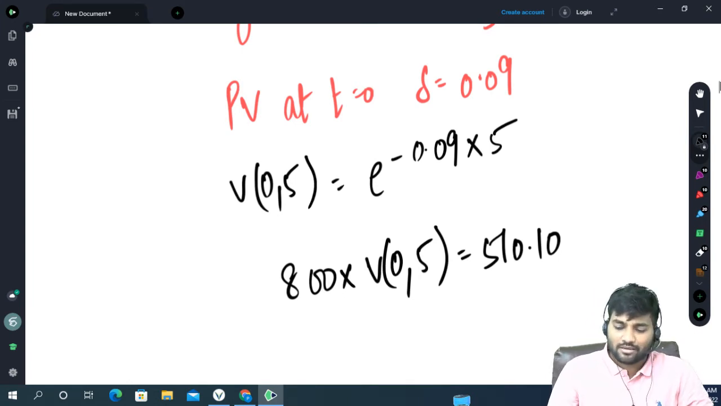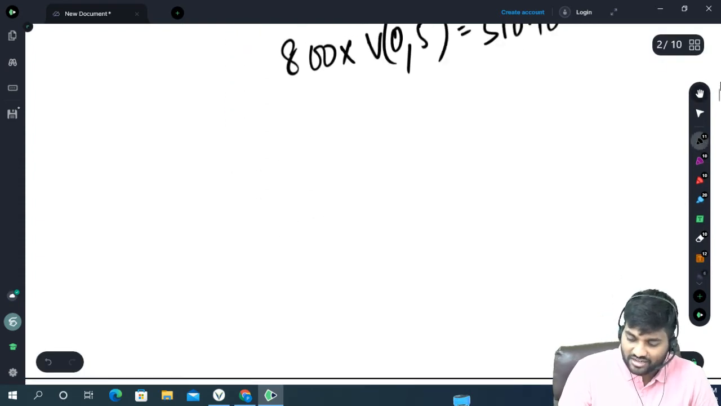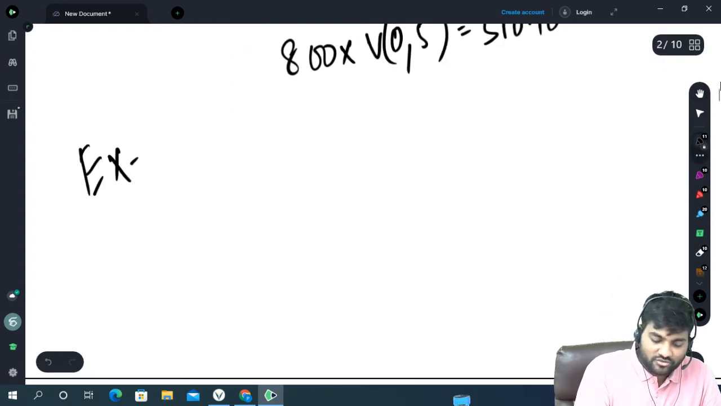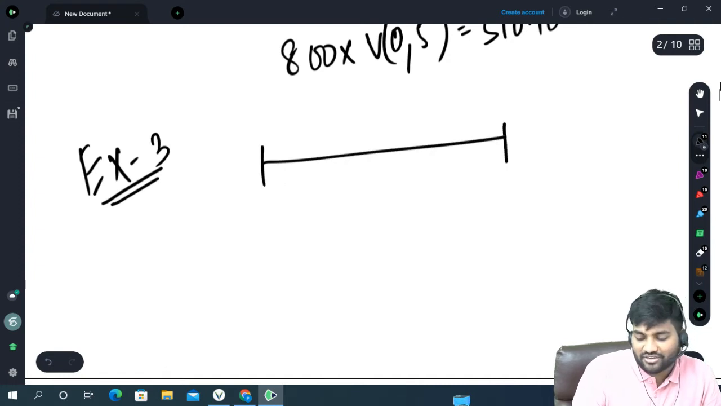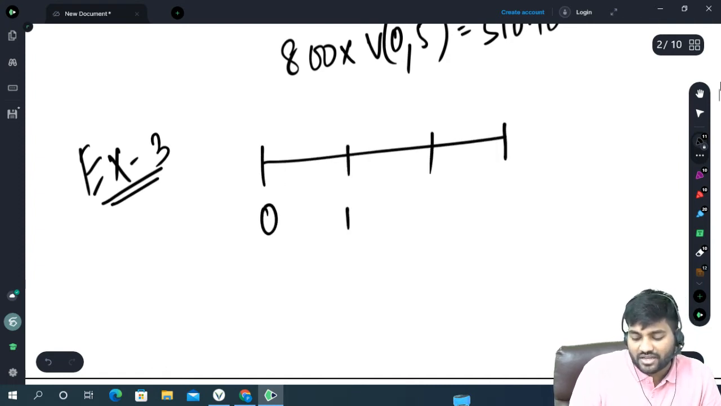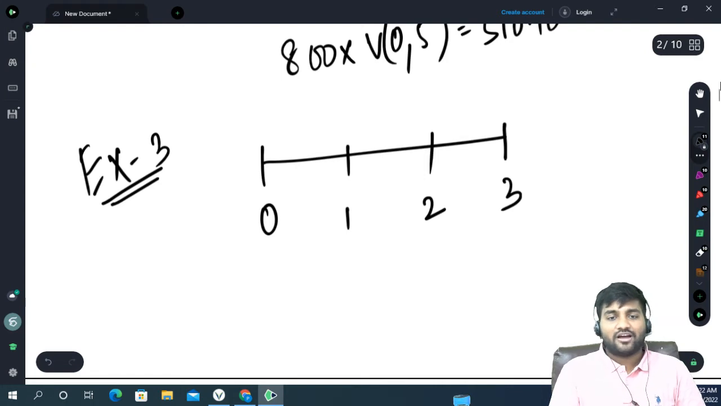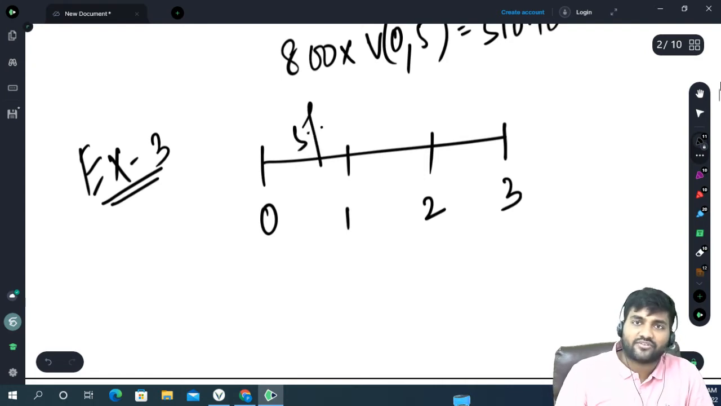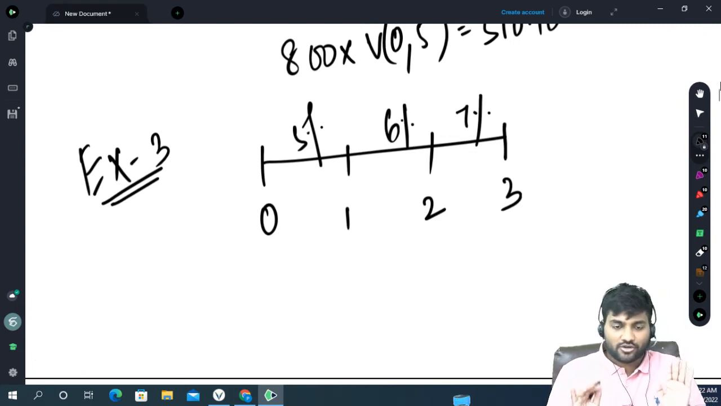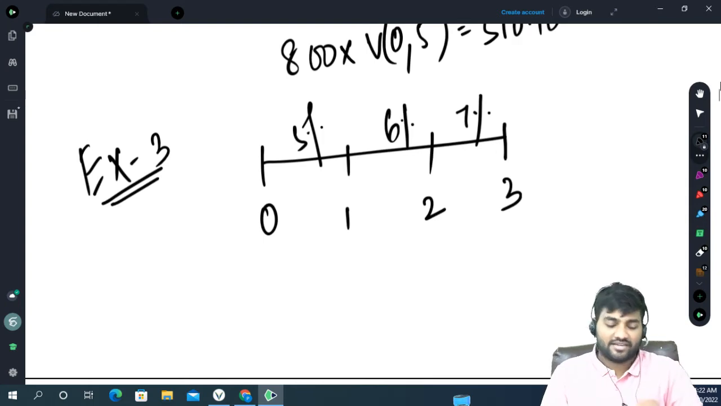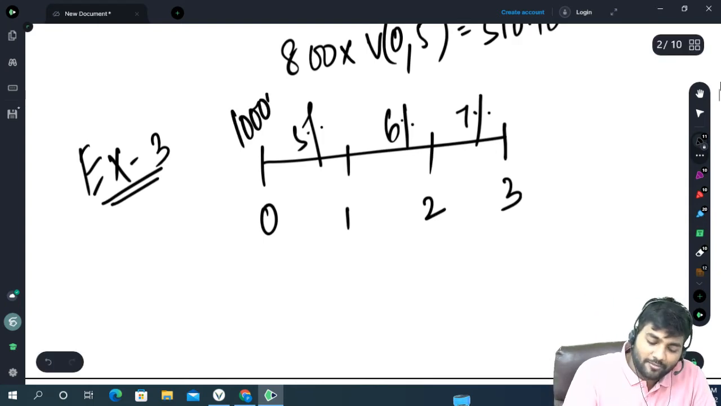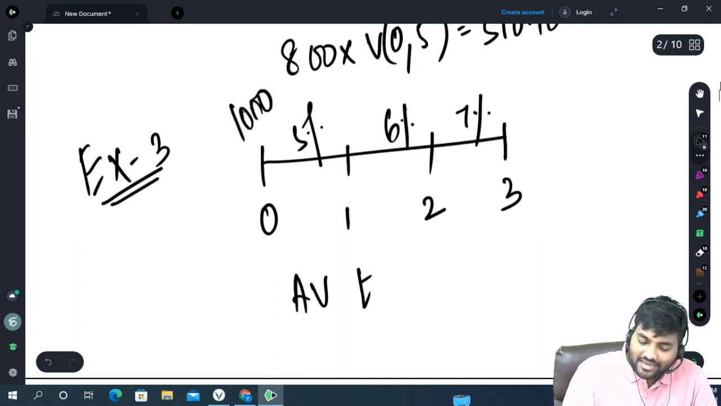Now I'm giving you one sum. Example 3. So that you become clear on your concept. This is 0, this is 1, this is 2, and this is 3. For the first year, the force of interest is 5%. Next year it is 6%, and then the third year it is 7%. I'm really sorry. 5%, 6%, 7%. You invest 1000 here, and you need to calculate AV at time 3.